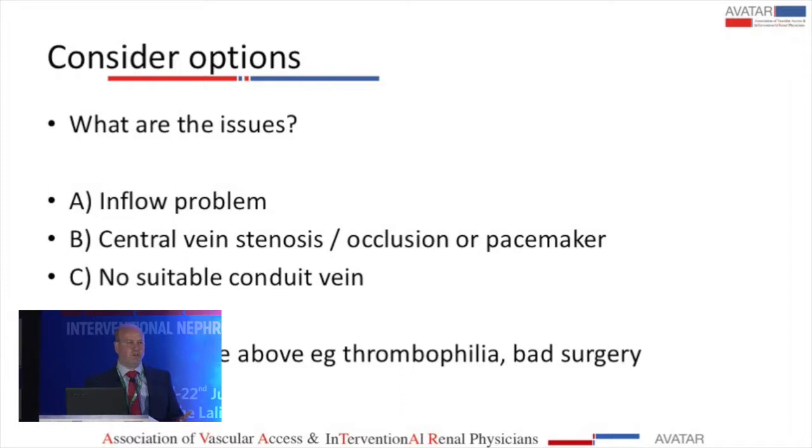Or is it a problem with the conduit? Is there just no suitable vein you can use? Or is it none of the above? And you've hit the jackpot if it's none of the above, because you're going to be able to solve it. It's either going to be the surgery's done poorly, an option has been missed, or they've got a thrombophilia, which you should be able to overcome.